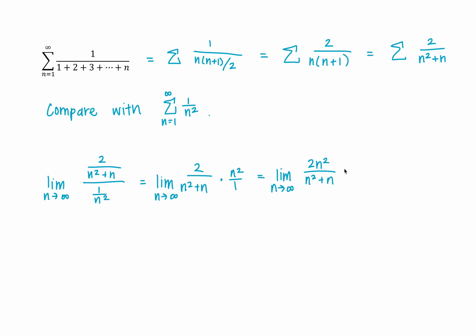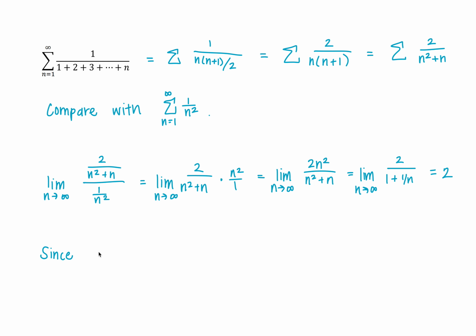I'm going to divide everything through by n squared, so that's going to give me the limit as n approaches infinity of 2 over (1 plus 1 over n). As n approaches infinity, 1 over n is going to go to 0, so we have 2 over 1, which is just 2. And once again, we're in the first case. So since we get a positive integer here as our answer, and the series that we're comparing with converges, the series in question is also going to converge.